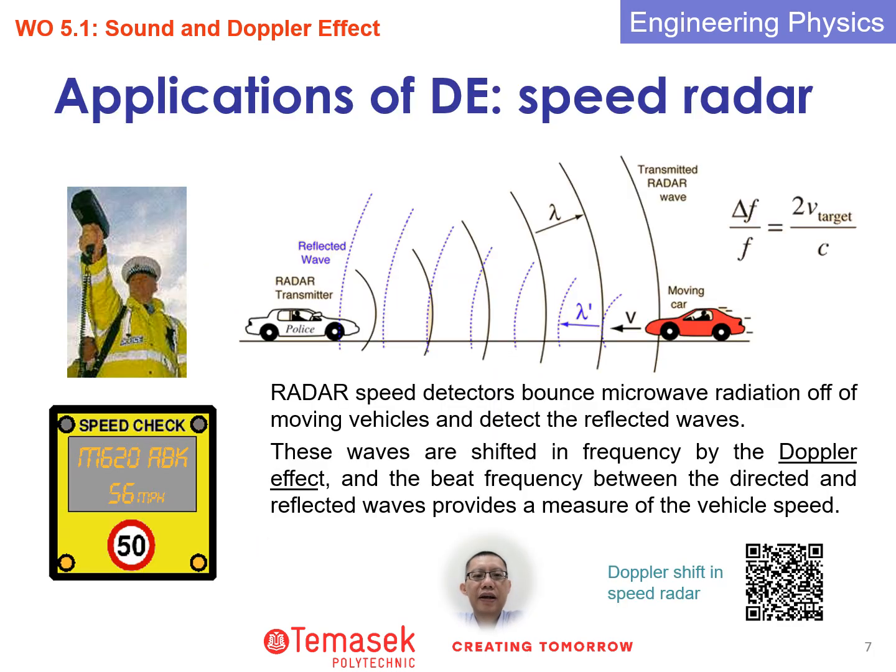The Doppler effect has several practical applications. One common use is in speed radar. Police use radar speed detectors to measure the speed of vehicles. The device sends out a microwave signal that reflects off a moving car. Due to the Doppler effect, the frequency of the reflected wave changes, and this shift is used to calculate the car's speed. This technology is used in traffic enforcement and is crucial for ensuring road safety.